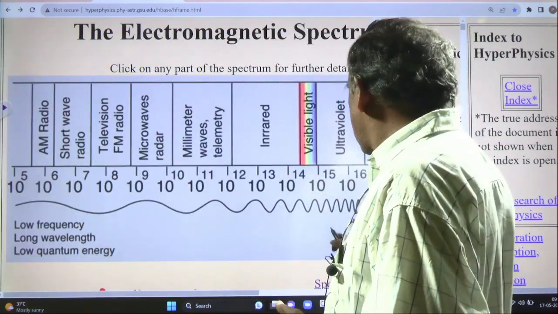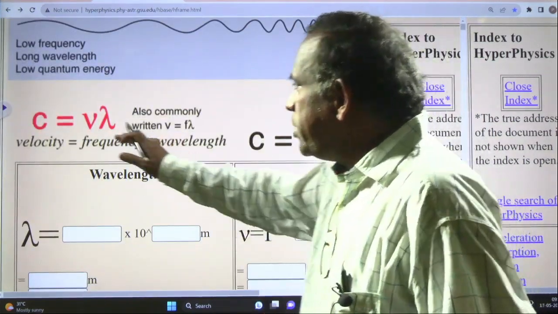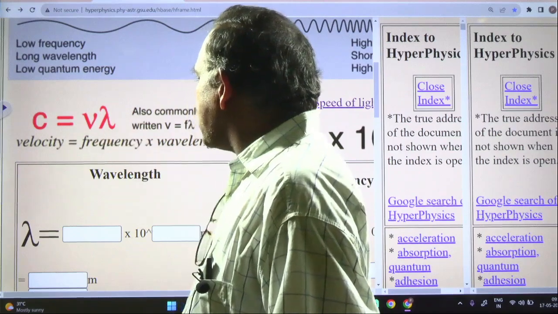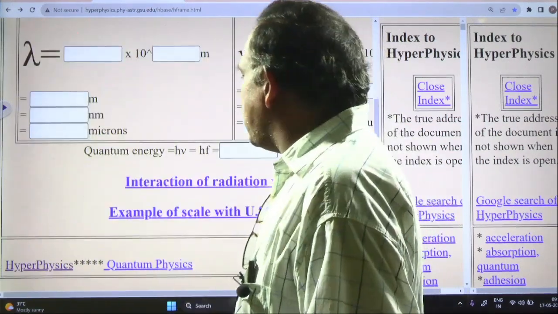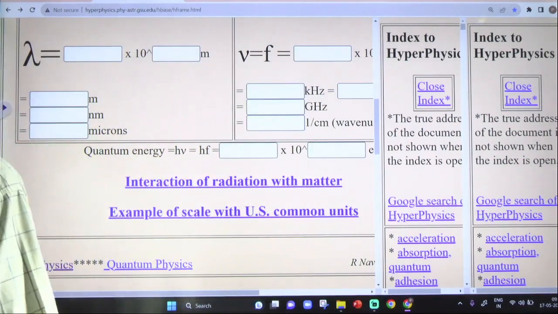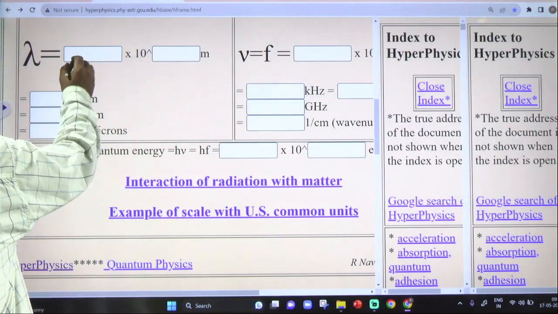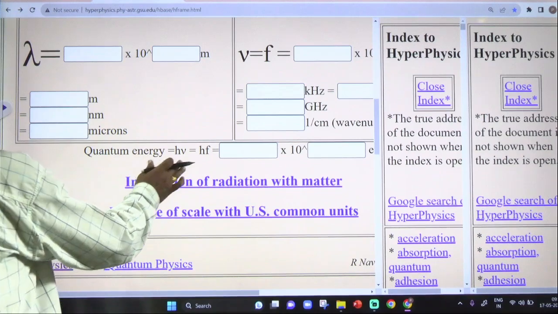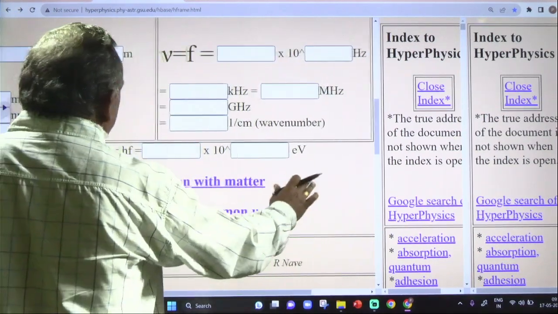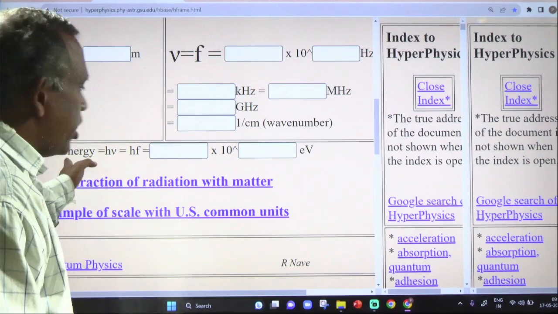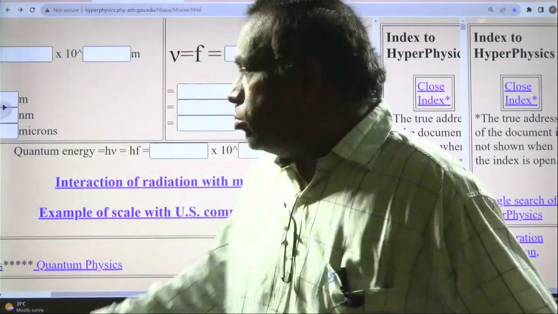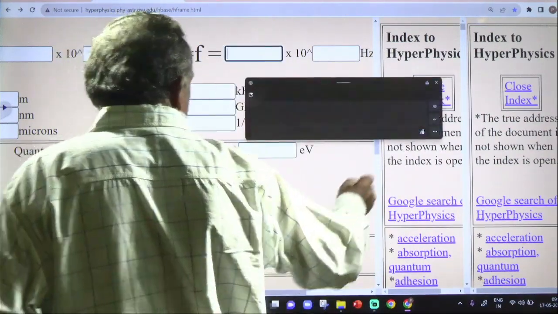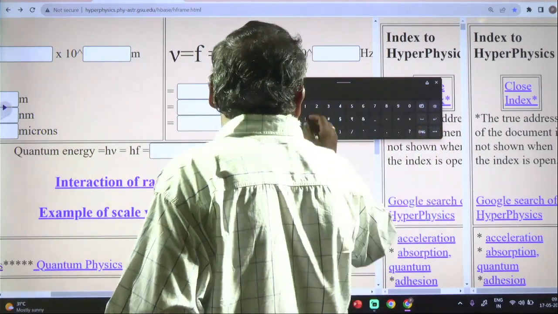Coming to the speed of light, it is equal to nu lambda, where nu is the frequency and lambda is the wavelength. If you take the lambda value and frequency, you can find how much energy light emits according to Planck's quantum theory. Quantum energy is E equals h nu, where nu is the frequency.